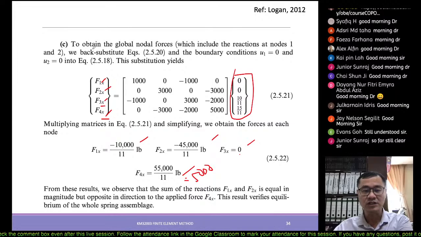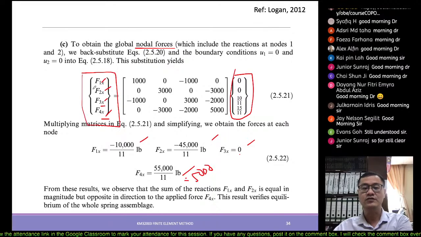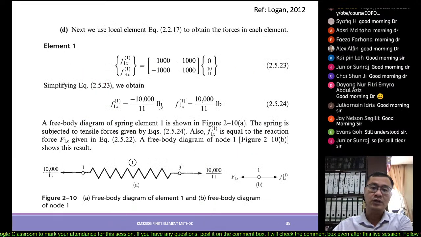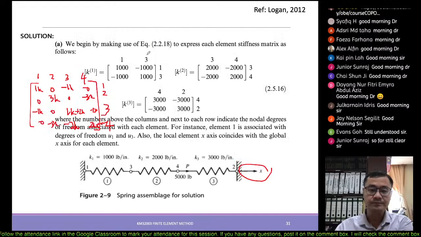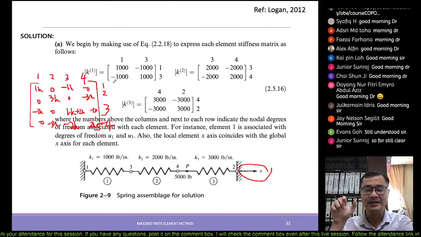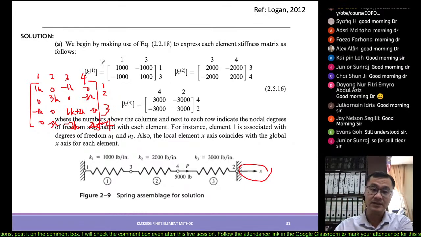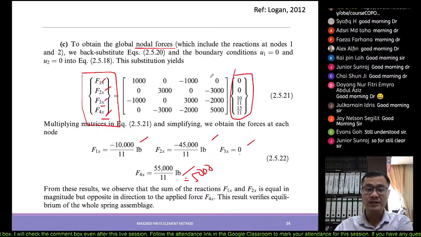So eventually we have solved for the global nodal force, this matrix. Then finally what we need is to find the internal force for every single element. In order to get the internal force, we just have to solve it based on the original equations, the force displacement relationship for every single element. So we use this one and put it into our equation.